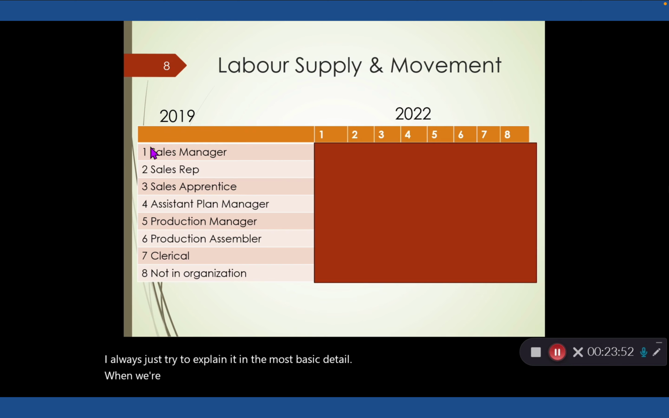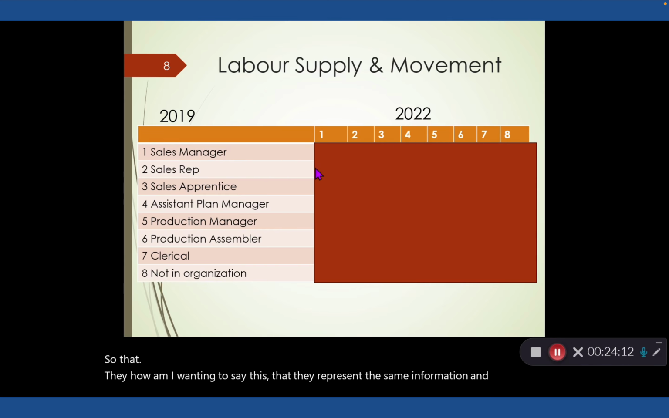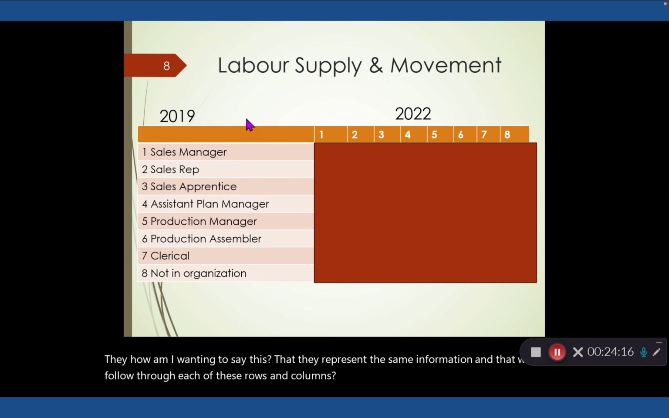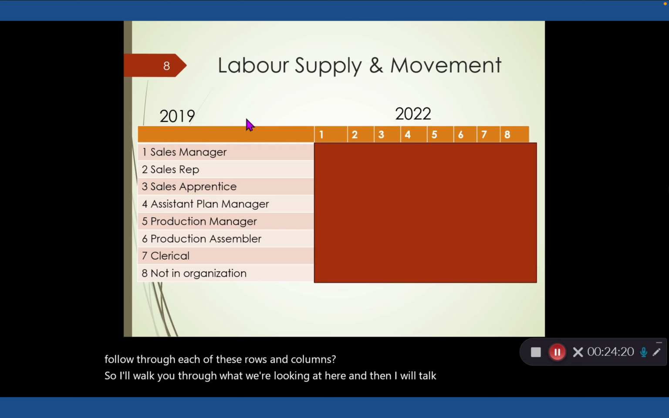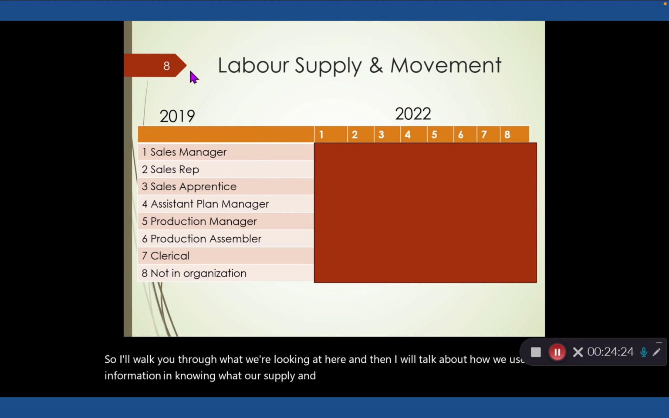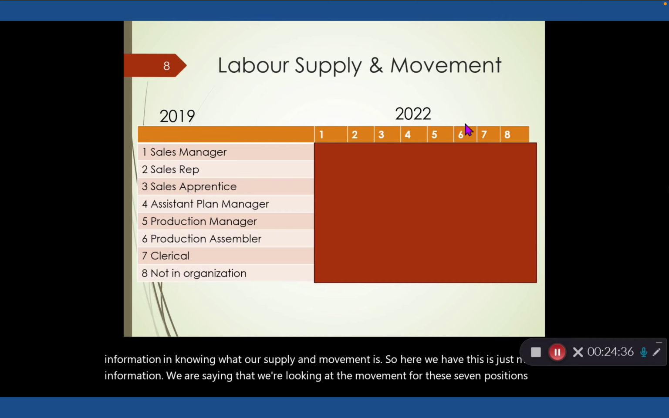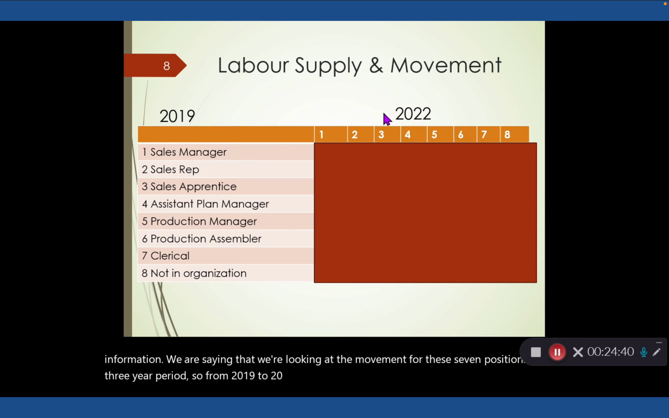When we're looking at a matrix like this, we are going to have rows and we're going to have columns. And we can number them so that they represent the same information and that we can follow through each of these rows and columns. So I'll walk you through what we're looking at here, and then I will talk about how we use this information in knowing what our supply and movement is. So here we have, this is just made up information. We are saying that we're looking at the movement for these 7 positions in a 3-year period. So from 2019 to 2022, 19, 20, 21, 22, yeah, it's a 3-year period.